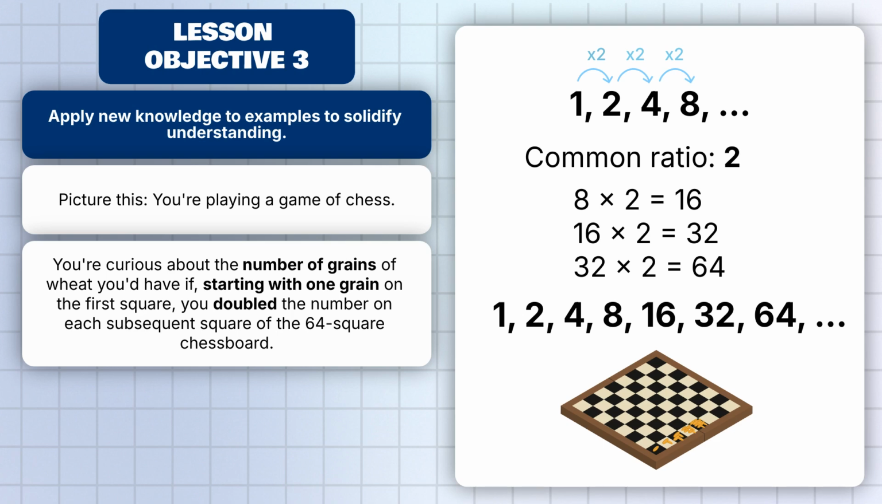On a chessboard, multiplying by 2 moves you to the next square, so to find out how many grains you'll have on the 64th square, well, that will be quite a large number. Remember, what we've just learned isn't only applicable to a chess game, but to many real-world contexts. For instance, think about a population of bacteria that doubles every hour.